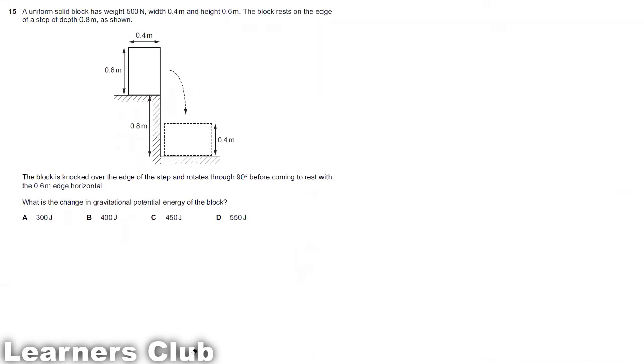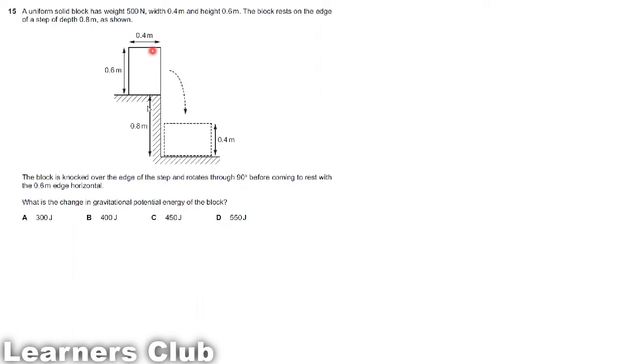Question 15. A uniform solid block has weight 500 Newton, width 0.4 meter and height 0.6 meter. The block rests on the edge of a step of depth 0.8 meter as shown. The block is knocked over the edge of the step and rotates through 90 degrees before coming to rest with the 0.6 meter edge horizontal. What is the change of gravitational potential energy of the block?